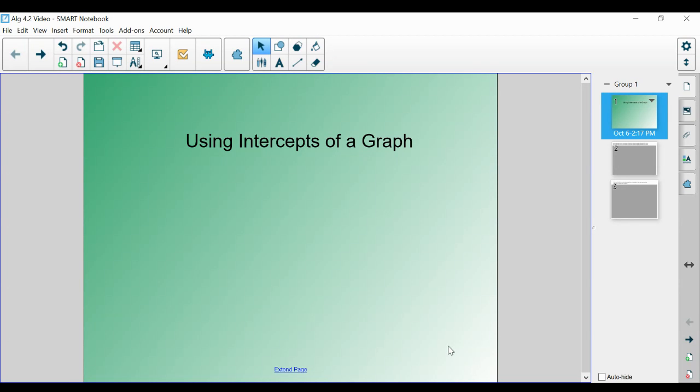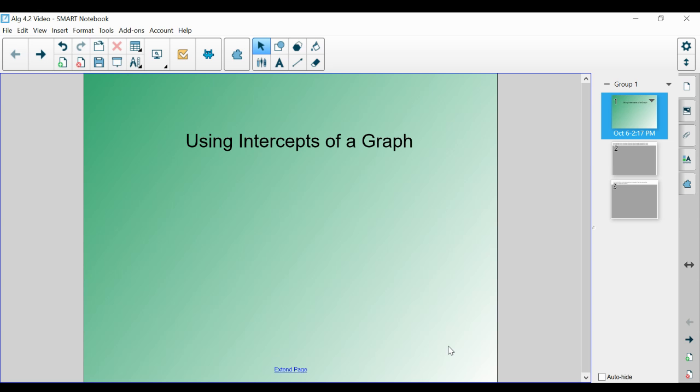All right, welcome back. So today we are going to be talking about a topic that is called the intercepts of graphs. And all it means to be an intercept is where it's going to be intersecting with the x and the y axis. So when our line crosses over that x-axis, we call it the x-intercept. When a line crosses over the y-axis, we call it the y-intercept.